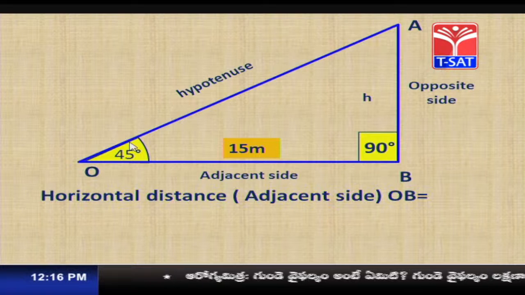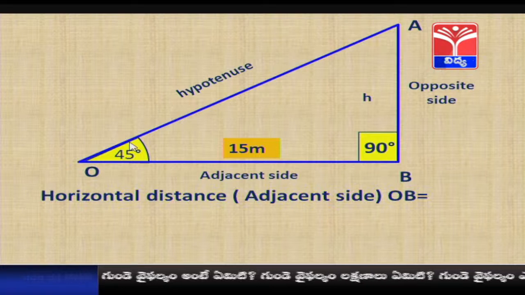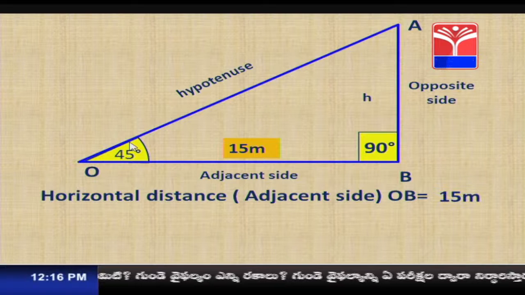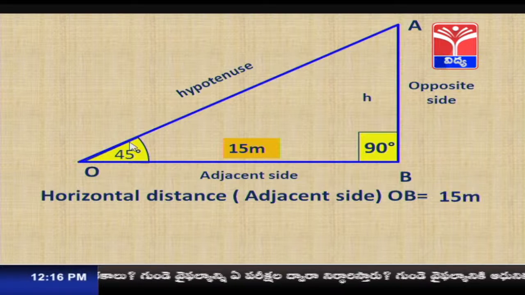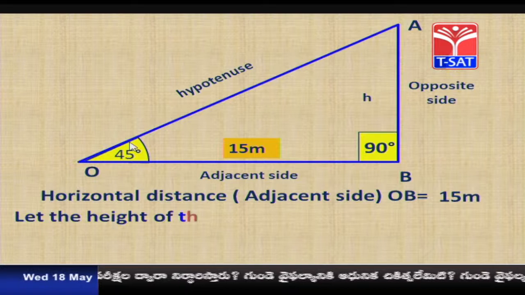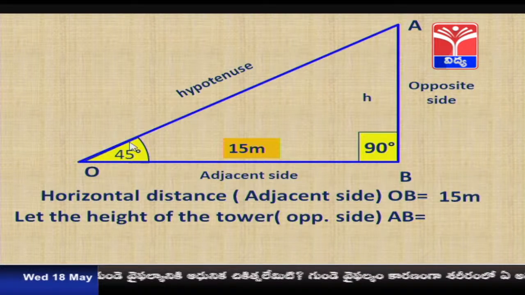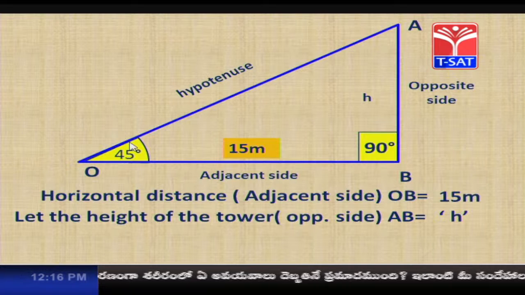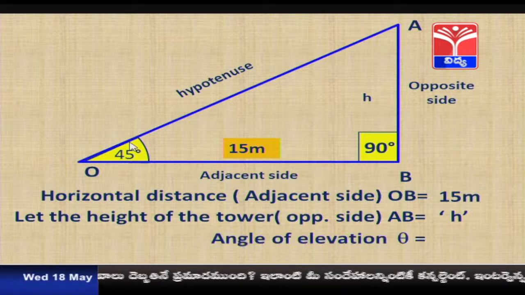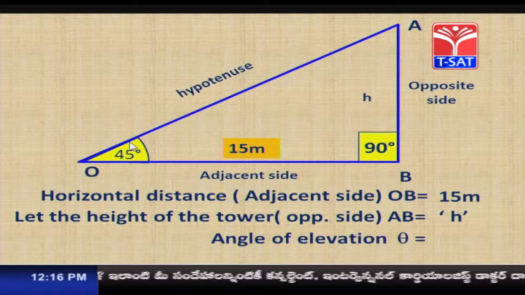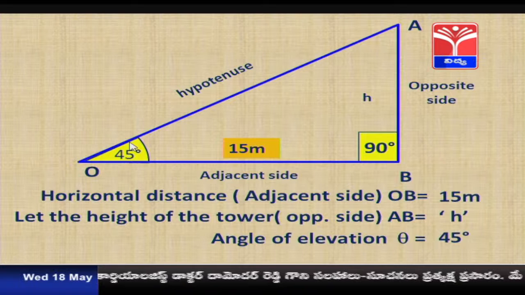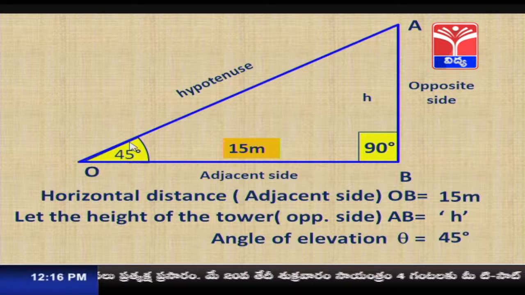So the horizontal distance, that is the adjacent side, OB, is equal to how much here? 15 meters. So in that case we do not know the height of the tower. So I will call, let the height of the tower, that is the opposite side AB, be h meters. Now, what is the angle here? The angle of elevation theta is equal to how much? 45 degrees. So now you are going to find the opposite side, you know the adjacent side.